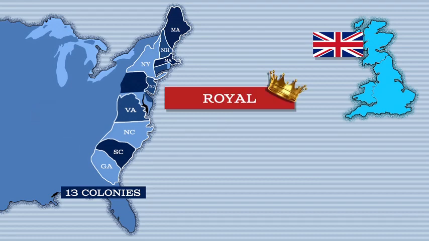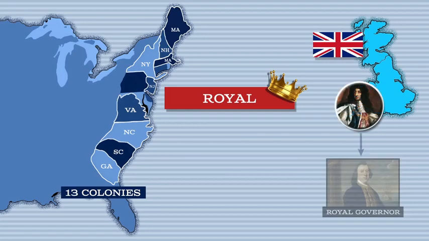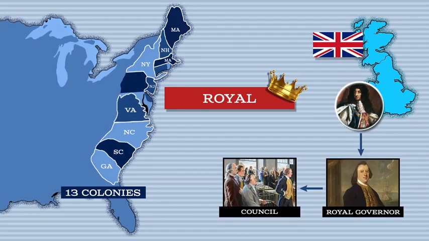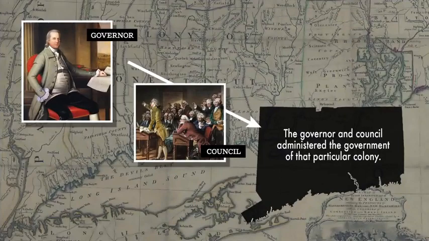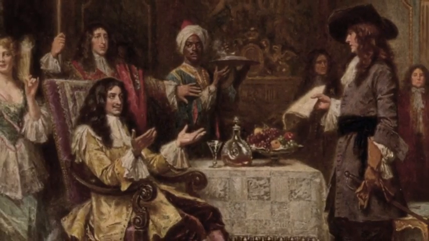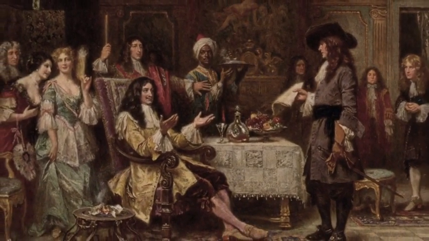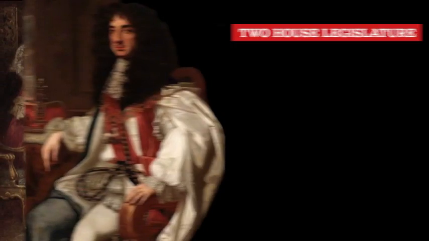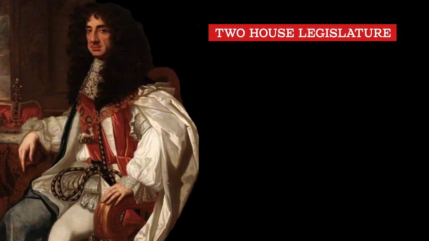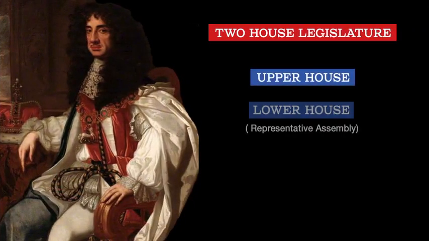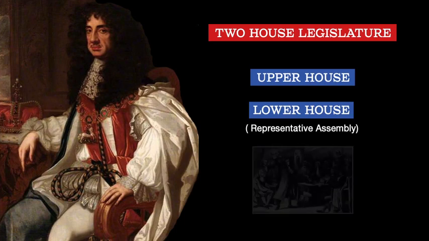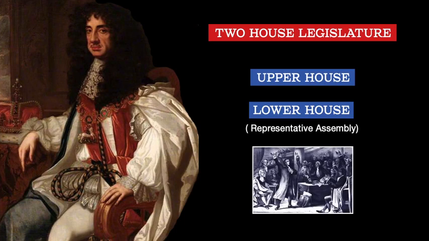In a royal colony, the ruling monarch of England appointed a royal governor and council. The governor and council administered the government of that particular colony. The king's government had direct control and authority over the royal colonies. Most of these colonies had a two-house legislature. The council formed the upper house and the lower house was elected. The royal colony's representative assembly was elected by the people.